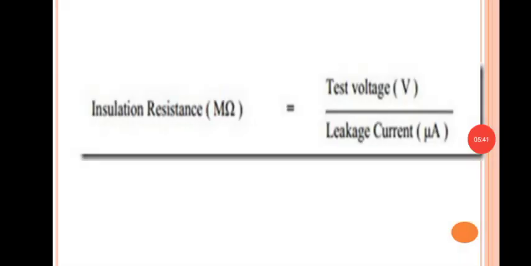So we can see that insulation resistance is equal to test voltage divided by leakage current. Once the leakage current is lower, the insulation resistance is at its maximum.